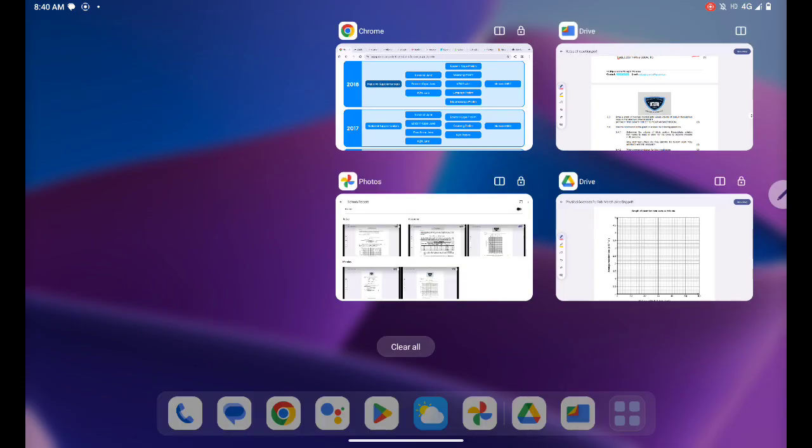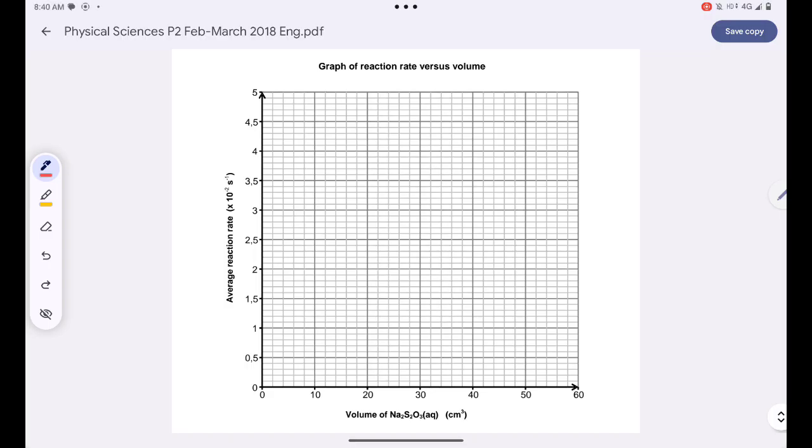Let me go to the question paper. So this was a 2018 question paper. Let me just connect these dots over there. When the volume was 50, the average rate was just 4.4. So 50 is over there, and then 4.4 will be there. And then when the volume was 40, the average rate was 3.5. When the volume is 30, the average rate was 1.7. 1.7 will be there.